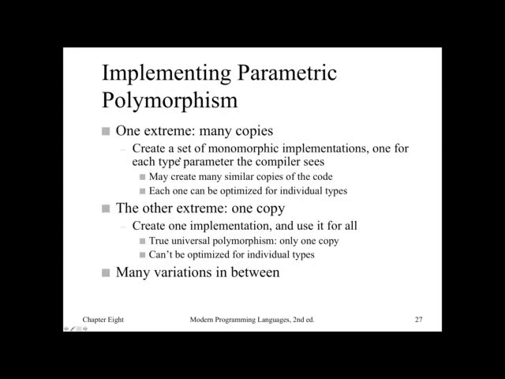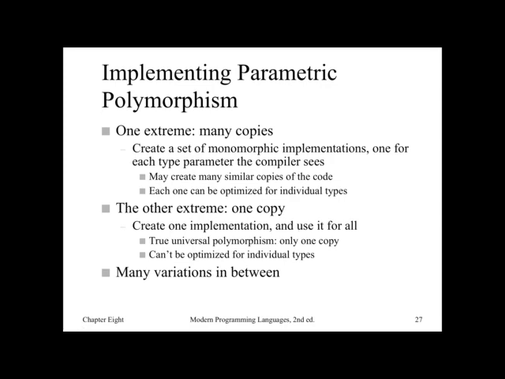Okay. So how do you implement it? And this is, by the way, our last slide on parametric polymorphism. How do you implement it, right? There are really two extremes, and the first extreme is you build many copies. It's a little bit like we talked about with overloading, where you've got a bunch of monomorphic implementations, and monomorphic, again, remember, means only one type. So I'm going to basically create one version of my code that works when it's an integer, another version when it's a character, and I'm going to just duplicate all that, right?